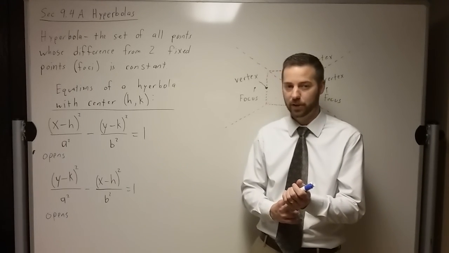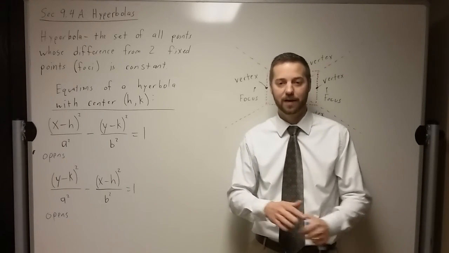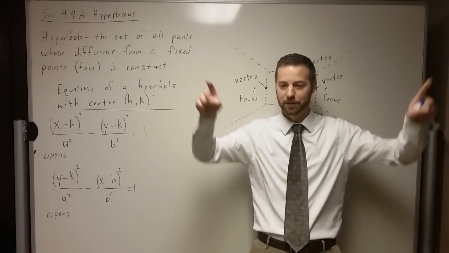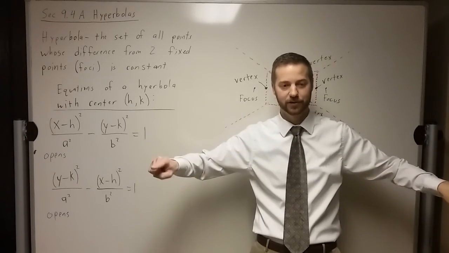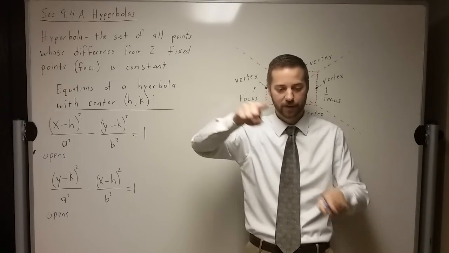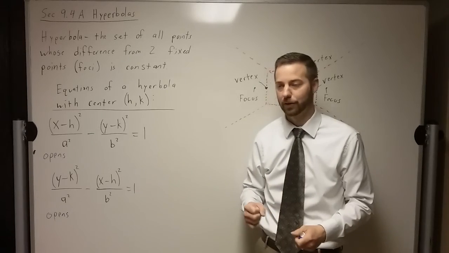And so a hyperbola is basically when you have two parabola-looking things, but they're not actually parabolas, that kind of face opposite directions. So we're going to look at a couple cases, if they're left and right from each other, or if they're up and down from each other, are the ones we're going to look at.